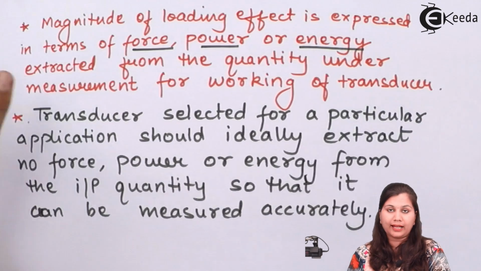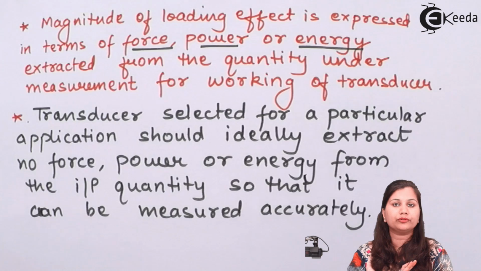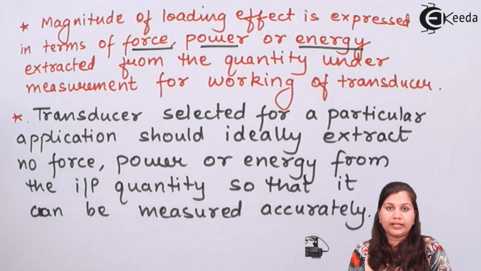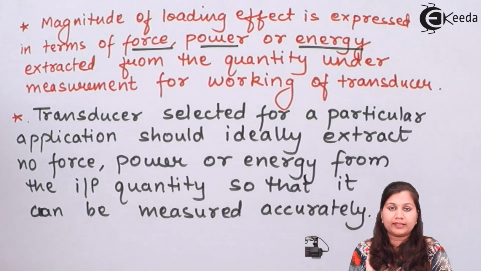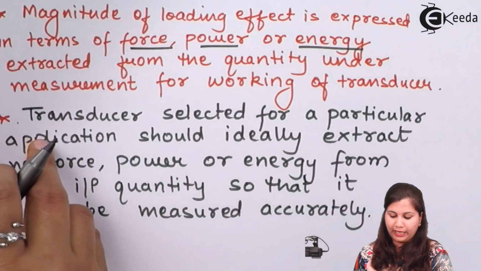So we can say that ideally the transducer should have no loading effects on the input quantity which is under measurement. So the input characteristics of the transducer depend upon these two factors. First was the type of input and the operating range, and second was the loading effect. Now comes the transfer characteristics of the transducer.